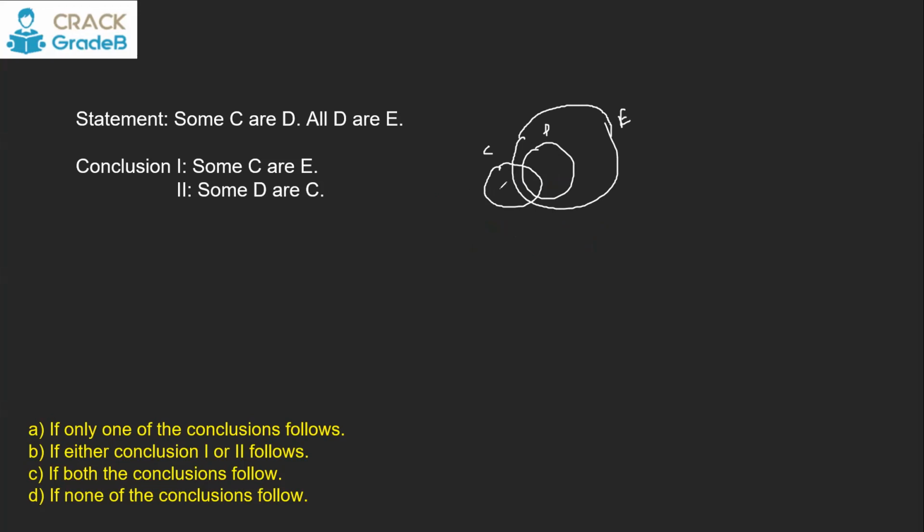Some C's are E's. Yes, definitely. Some C's will be there which will come inside the E's as well. Some D are C, definitely. If some C are D, then some D's are C will be true. Both the conclusions are true. Option number C.